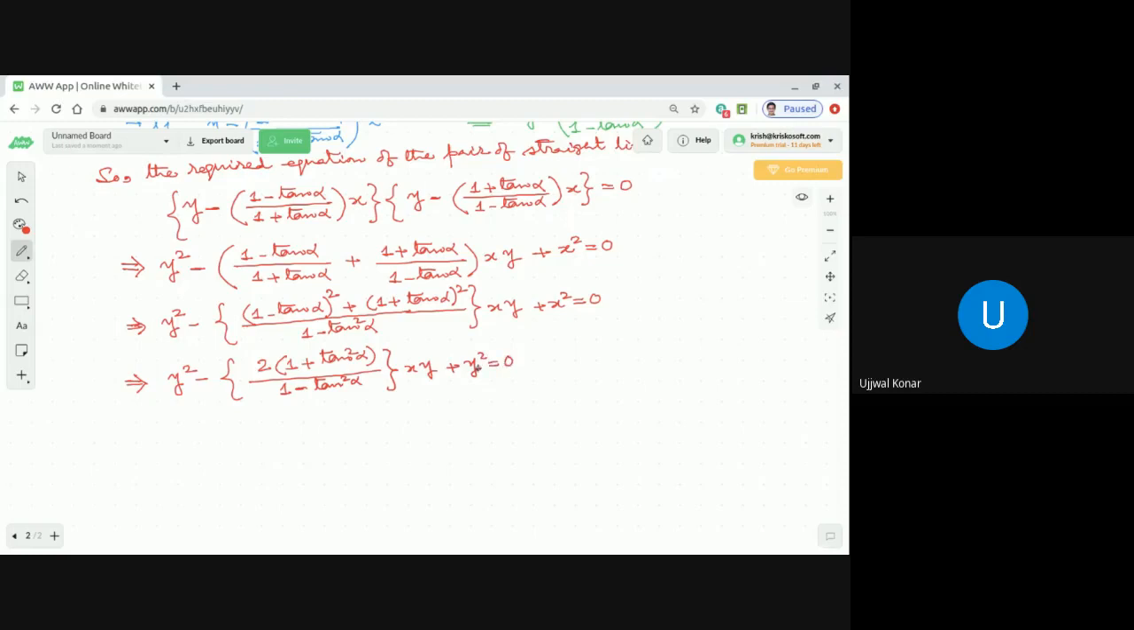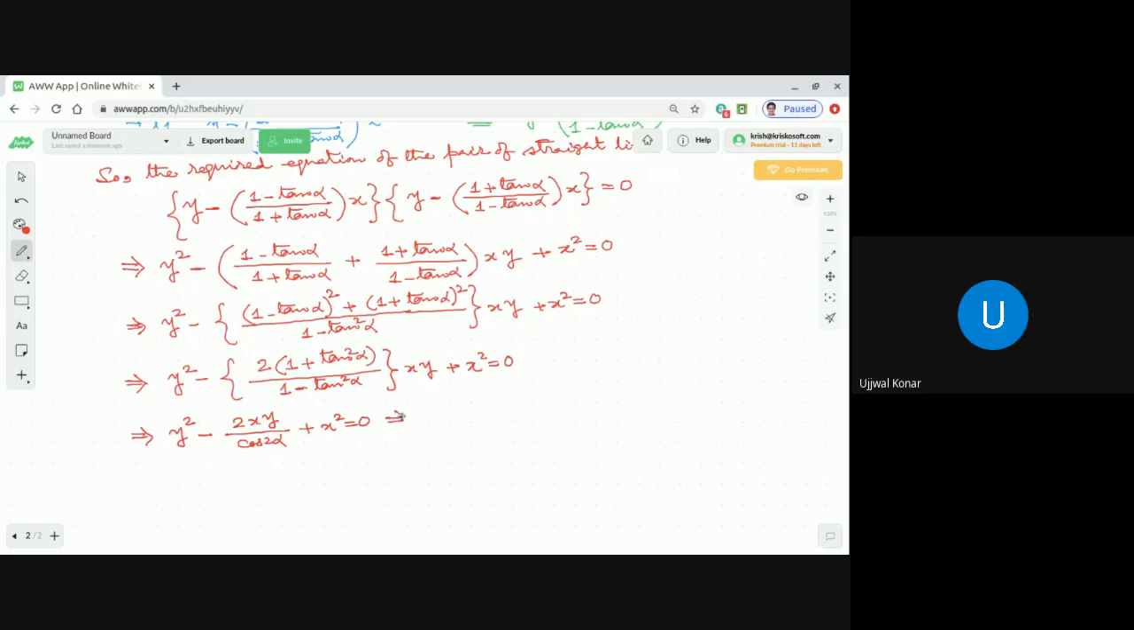So now, if you remember that (1 − tan² alpha)/(1 + tan² alpha) is cos 2 alpha, from here what we get is y² minus 2xy divided by cos 2 alpha plus, oh I'm sorry, there's a small mistake I have done. This should be x². Plus x² is equal to 0.